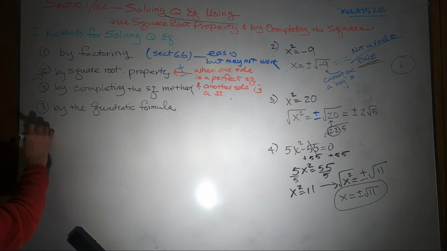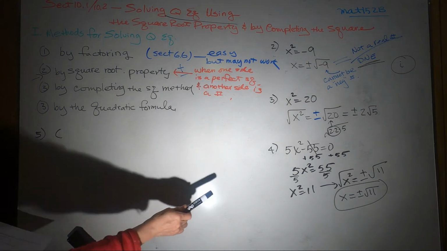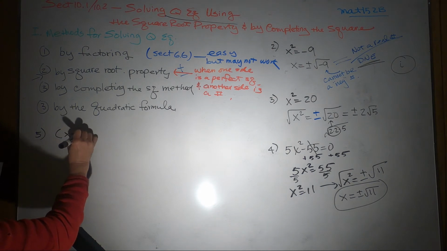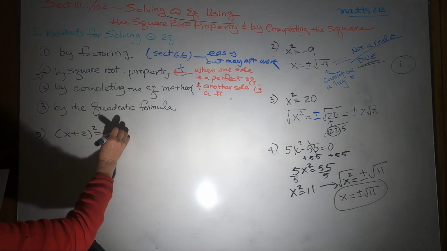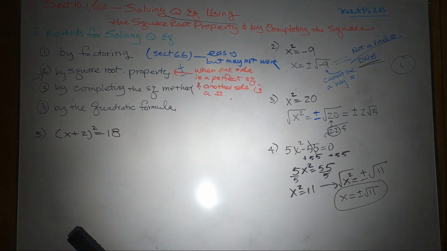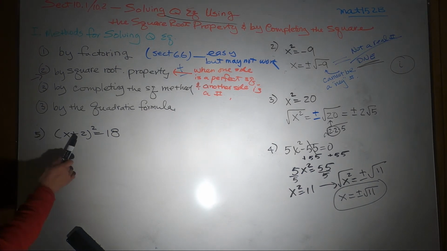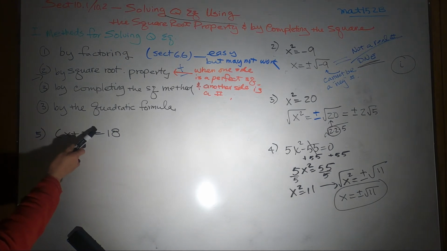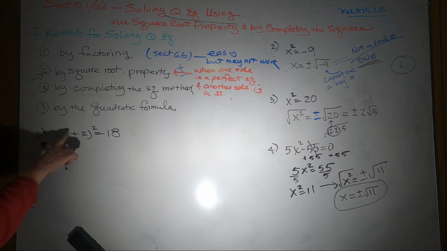Okay? Sometimes it's not only ax squared on one side. How about this one? x plus 2 squared. This side is still a square. As long as it's a square, I get rid of the square, then I have x plus 2, then I can find my x, right?